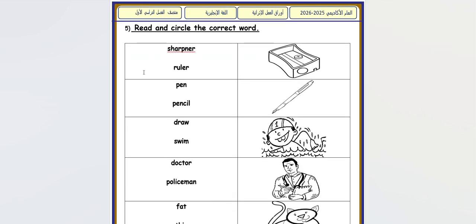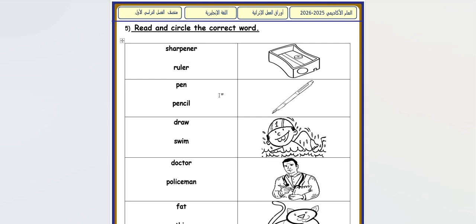Okay, question number 5. Read and circle the correct word. Here we have 1 picture and 2 words, and we have to choose the right word. What is this? Is this a sharpener or a ruler? Of course, this is a sharpener. So we put a circle around sharpener.